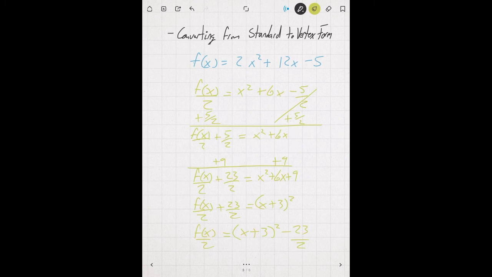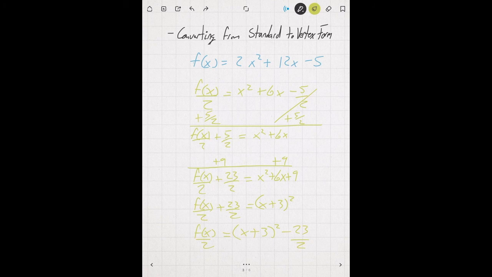All right, let's take a look here. You can see that I used this format where I kept the f of x symbol, and I kept it divided by 2. You don't have to have done that. You could have just made it 0, and you would have ended up right here with a 0 equaling the x plus 3 squared minus 23 over 2. And that's totally fine. But let's take a look and see what I did by keeping the symbol there.